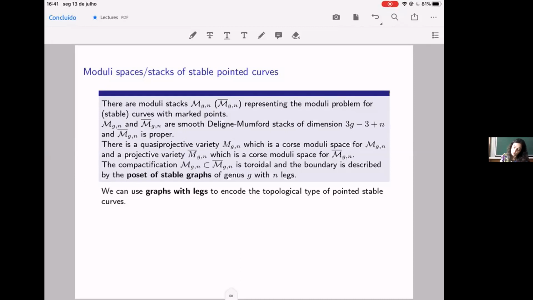And we have a description of the boundary of this compactification, which will be done via a partially ordered set of stable graphs, which will be the dual graphs of our curves that we already saw. Let me just complete the dual graph situation for the case where we have legs, because we didn't see that yet.